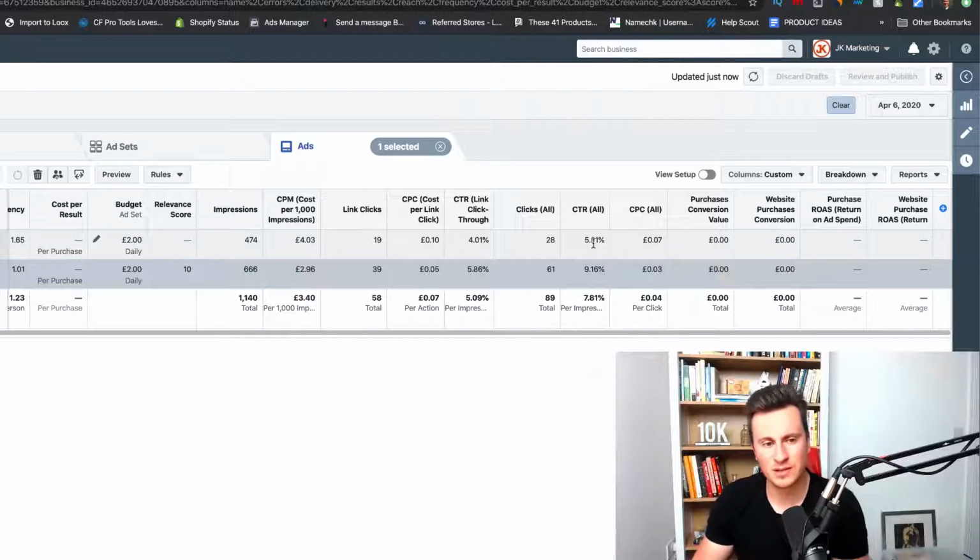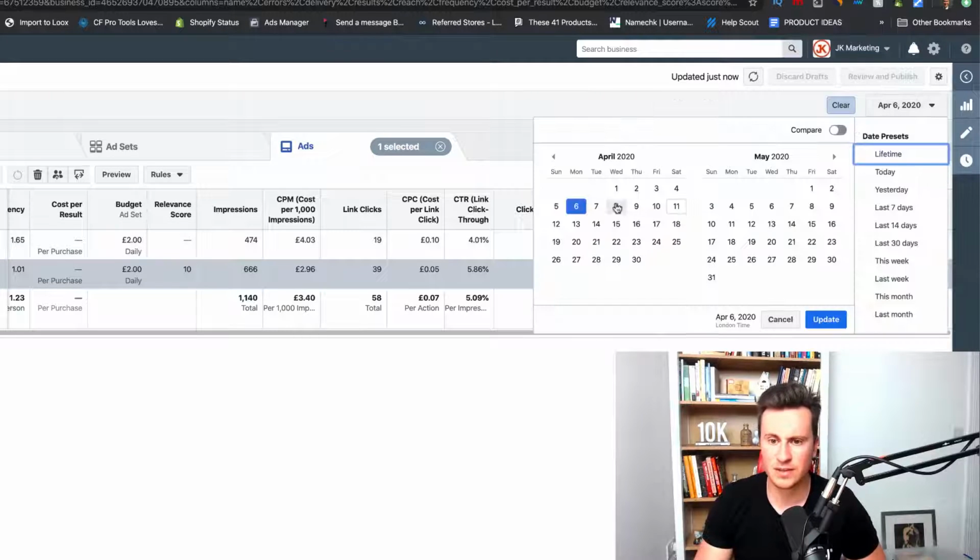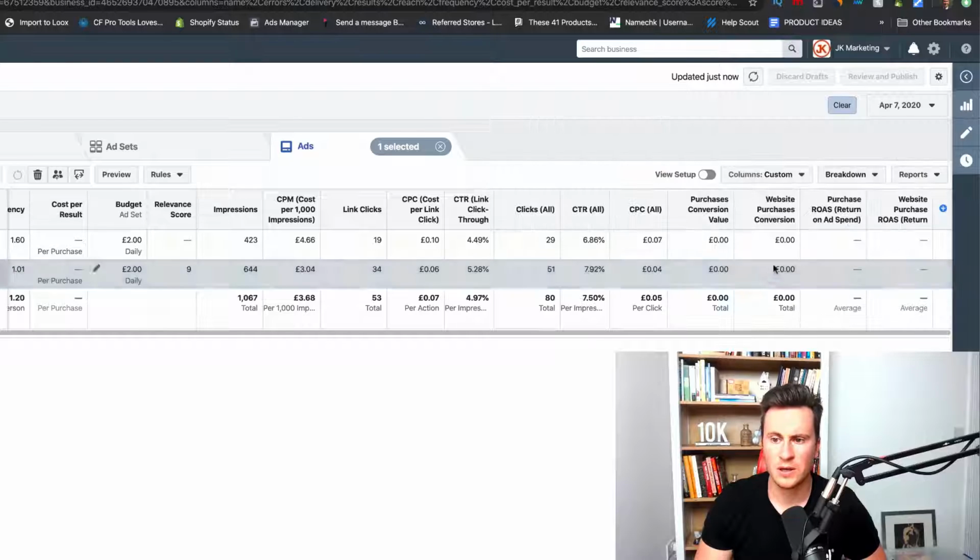When you're spending £2 per day per ad set, you're going to have really inconsistent results. Everybody knows that Facebook works on bigger budgets because the more data it has, the more consistent it can be. So one thing to keep in mind is that if you don't get sales for a couple of days, if we take a look at April 7th, I got nothing this day as well, then don't worry about it, because you are spending such small amounts. Then you will see these inconsistencies.